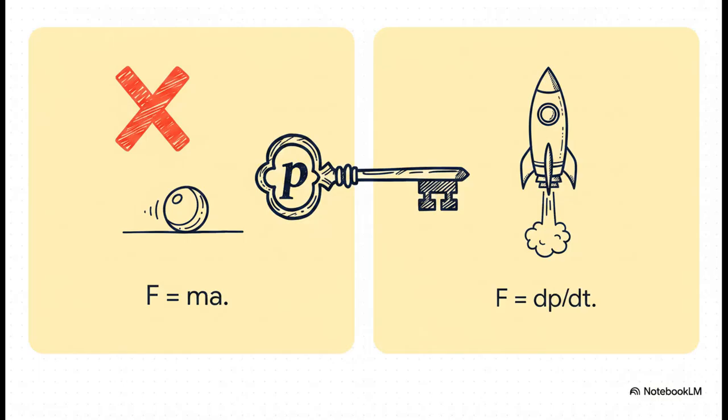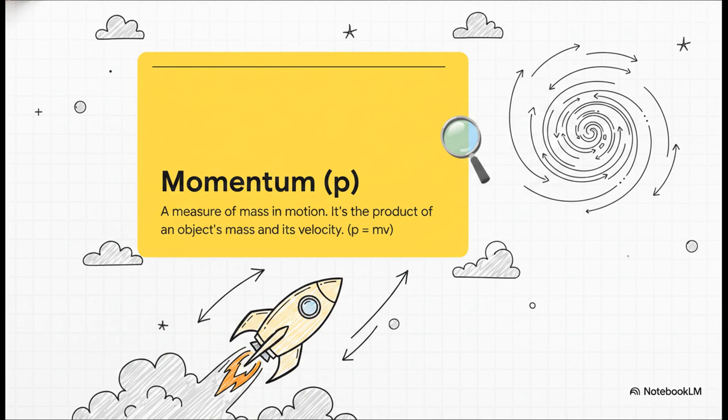And this slide really shows you the key difference. On the left, you've got the simplified version we all know and love. But on the right, that's the real deal. Newton's true second law says that force isn't equal to mass times acceleration, it's equal to the rate of change of momentum. And it's that focus on momentum, not acceleration, that's going to be our master key for solving this whole problem.